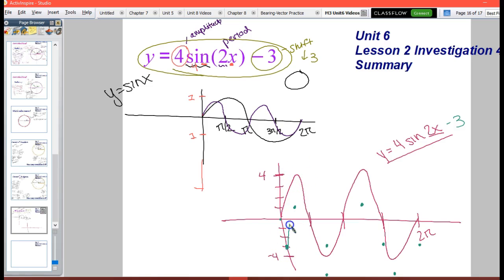So I'm just going to connect all these points. So I've moved that 0 down 3, move that lower part down 3, move this point down 3, move that point down 3, move that point down 3, and that point down 3. So this green graph would be my final answer for y equals 4 sine of 2x minus 3.